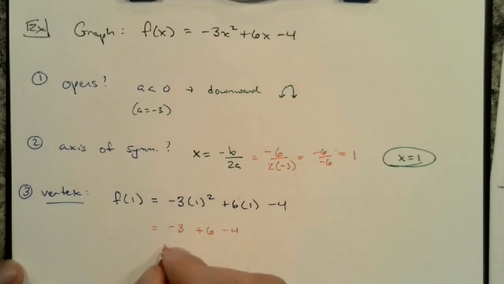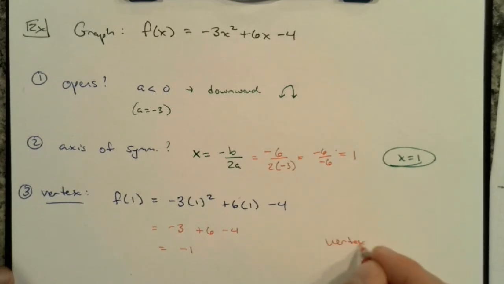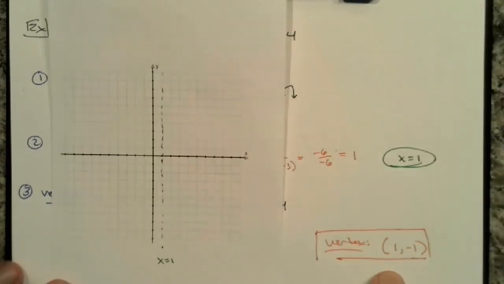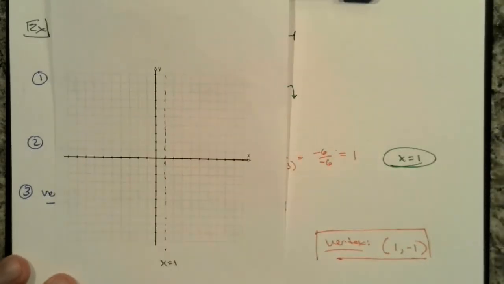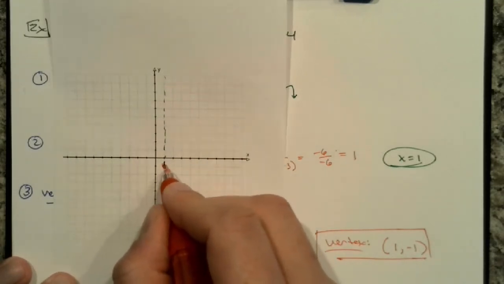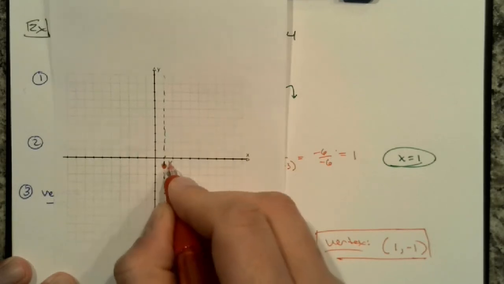So we know that this equals negative 3 plus 6 is a positive 3 minus 4 gives us a negative 1. So the vertex, remember, it's an ordered pair. It's x comma y. My vertex actually has the coordinates 1, negative 1. So we should plot that. If I'm going to plot on my graph the vertex of 1, negative 1, it should be on the axis of symmetry for sure. 1 is the x value, negative 1 is the y value, so our point is right there. I'll label it with a V for vertex just so you can see it.